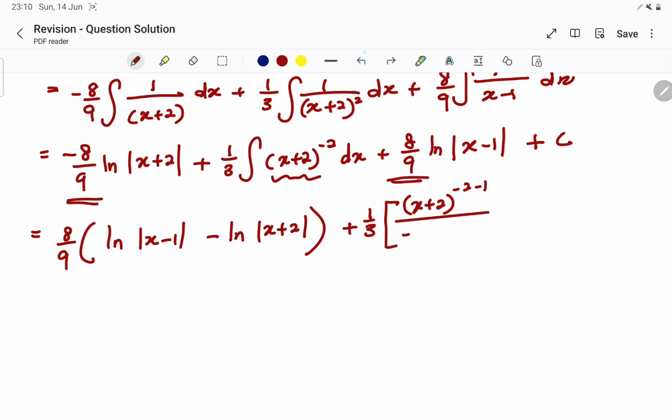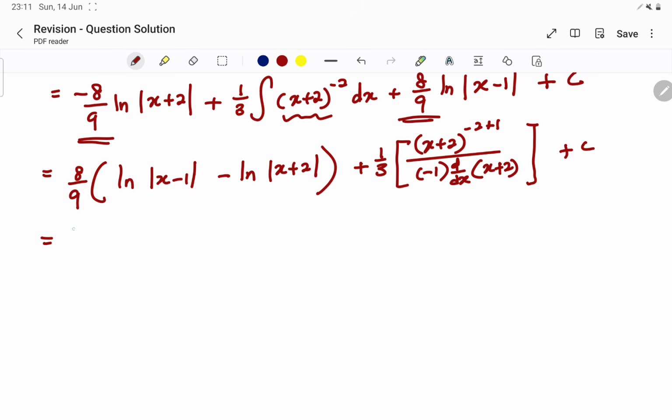Sorry, plus 1. It's not minus 1. It's not differentiation, right? It's integration. So plus 1. Then you're going to get equal to, total power is equal to negative 1. Then you divide with the total power negative 1 just now. Multiply with the differentiation of the function that is inside the bracket, x plus 2, which you're going to get equal to 1. So there is no effect at all lah.